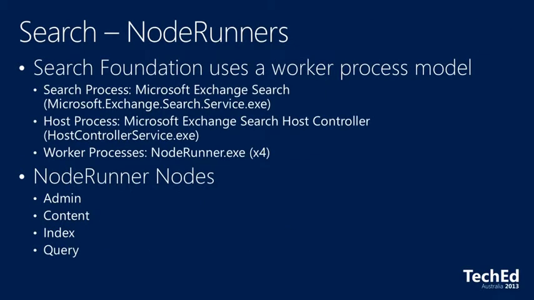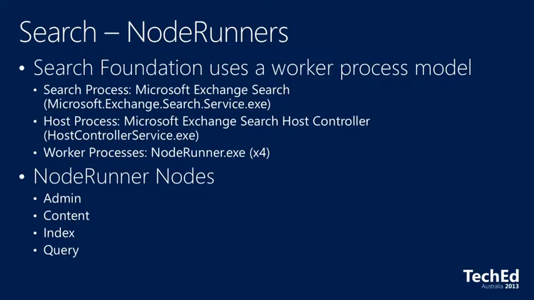Now, Search Foundation, like the store and like some other functions, like managed availability, also uses a worker process model. So there is a controller process, that's the search.service.exe, and then there's the host controller service. Now, you'll also see this node-runner.exe executable. In fact, you'll see 4 of them on every running Exchange server. These node runners are basically elements of the Search Foundation code itself. And there's 4 different nodes, as they call them.